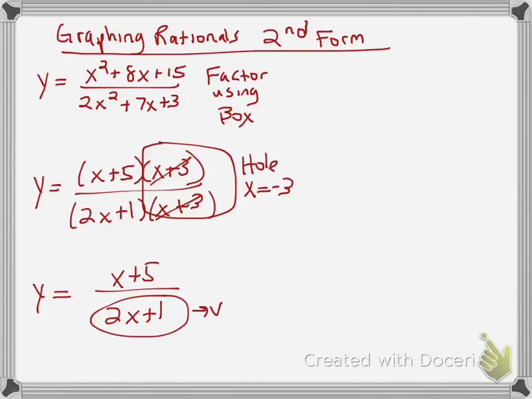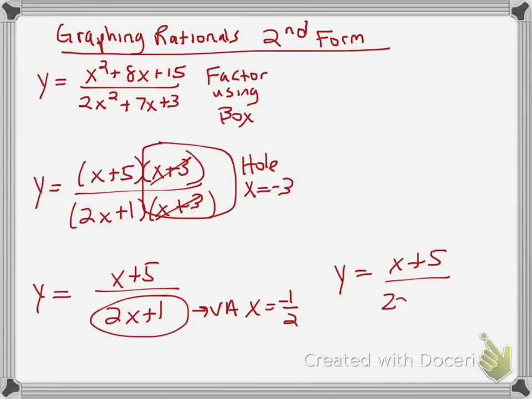Now from here, we're going to be able to identify our other two pieces of information. We always want to identify a vertical asymptote and a horizontal asymptote. This one had something extra, which is going to be that hole value. The denominator, the 2x plus 1, is where my vertical asymptote is located. We're trying to figure out what value makes that 0, and when you solve, you end up getting negative 1/2. So we have a vertical asymptote at x equals negative 1/2.